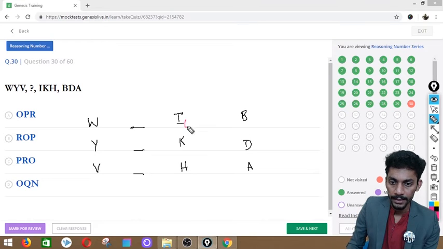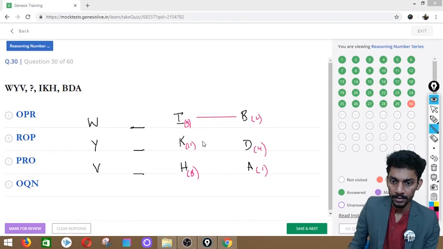I is the 9th letter. I have already told how to remember this. K is the 11th letter. H is the 8th letter. B is the 2nd letter, D is the 4th letter, and this is the 1st letter. So what is the difference here, from here to here, and from here to here? The difference is minus 7. 9 minus 7 is 2. 11 minus 7 is 4. 8 minus 7 is 1. So even here there should be a difference of 7. Correct?